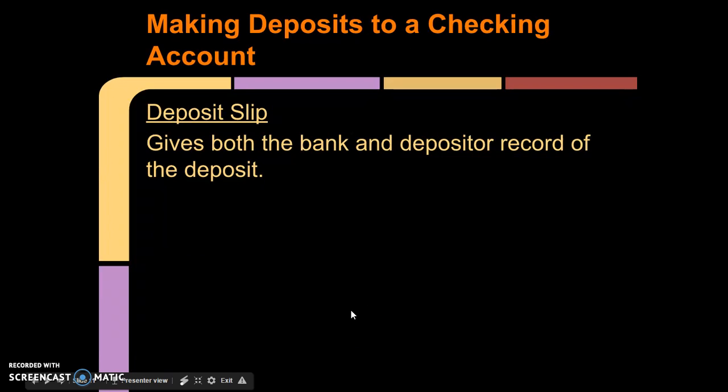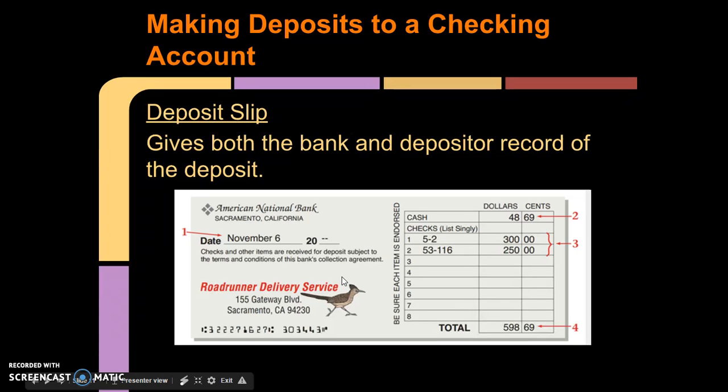Now, making deposits into a checking account is done using a deposit slip. You need to give both the bank and depositor record of the deposit. So this is an example of a deposit slip. Notice the date, in which case the transaction is to take place.